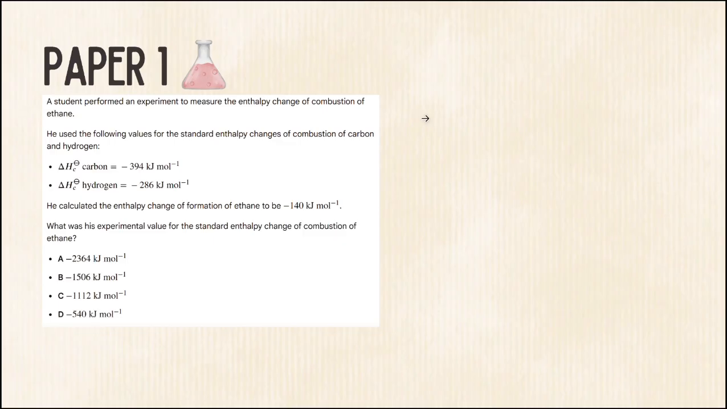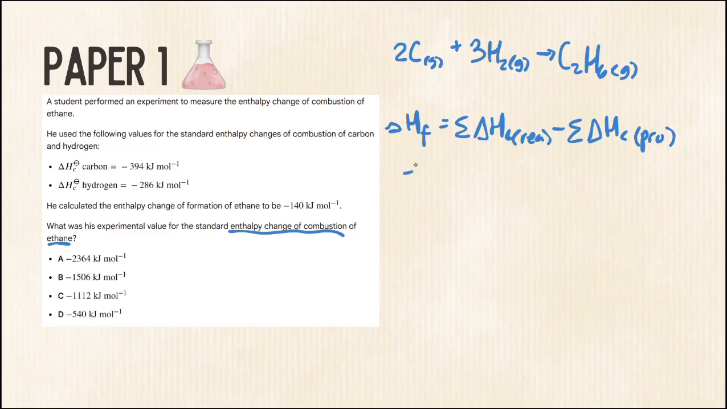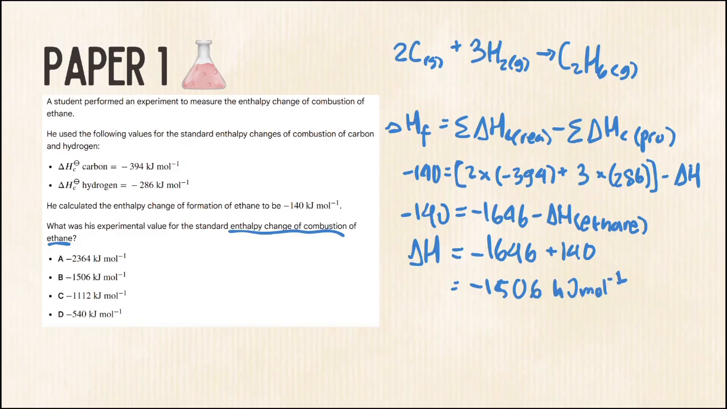Moving on, we need to find the value for the standard enthalpy change of combustion of ethane. When you are given combustion data, the formula is the enthalpy change of formation equals the total combustion of the reactants minus the total combustion of the products. Here, I have written the chemical equation for ethane so that we can clearly see the reactants and the products. So our equation now looks like this. Negative 140 equals negative 1945 minus x. x equals negative 1509 kilojoules per mole.